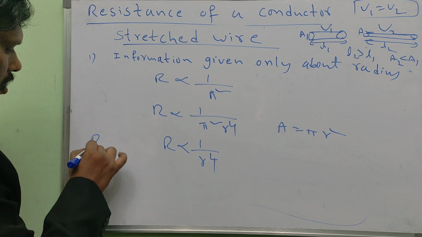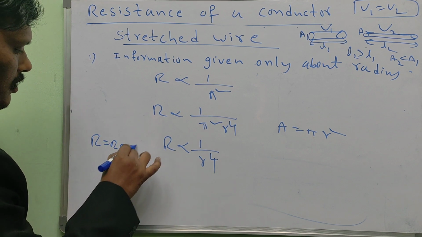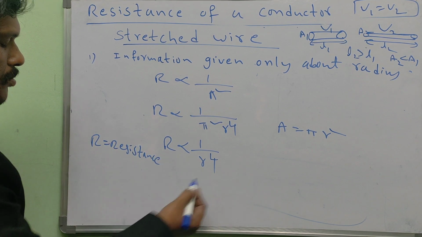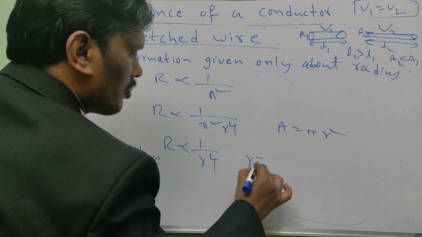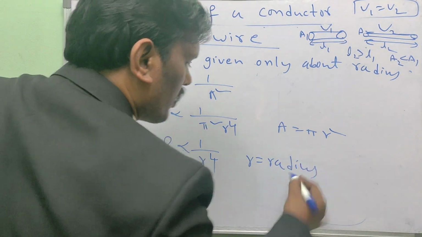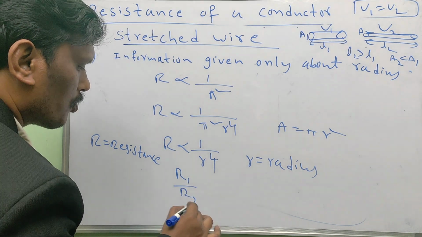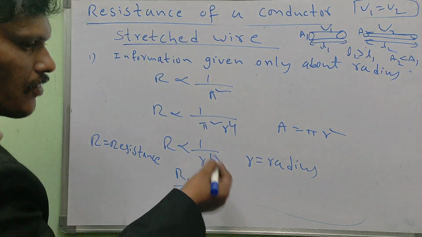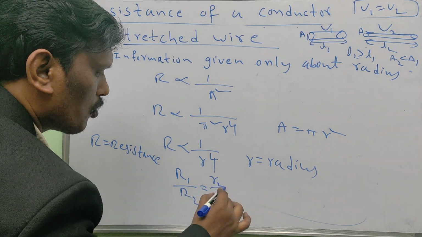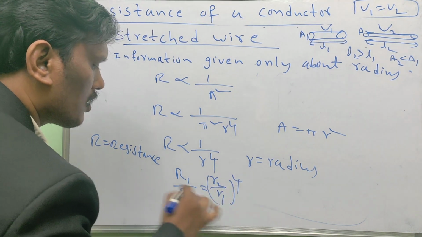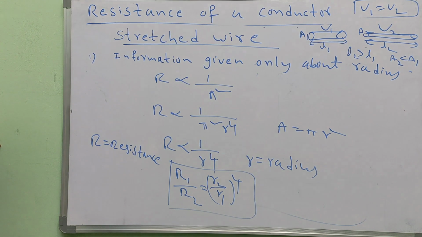R is the resistance of a wire, and r is the radius of the wire. Then this is the relation. Then what is the formula? R1 upon R2 is equal to r to the power 4, inversely proportional. That's why (r2 by r1) whole to the power of 4. This is the formula to solve the problem.